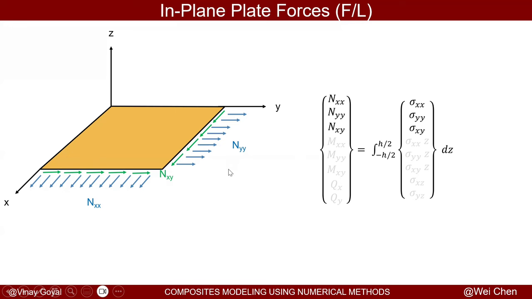And so what results is a line load that goes from y equals 0 to some length y equals b, for example, the width of this plate. And Nxx is acting along the x direction. Nyy, on the other hand, has a sigma yy dz integrated from minus h/2 to h/2, and Nyy is acting per unit width also along this edge that's parallel to the x-axis, and Nyy is acting in the y direction. And this is also per unit width.